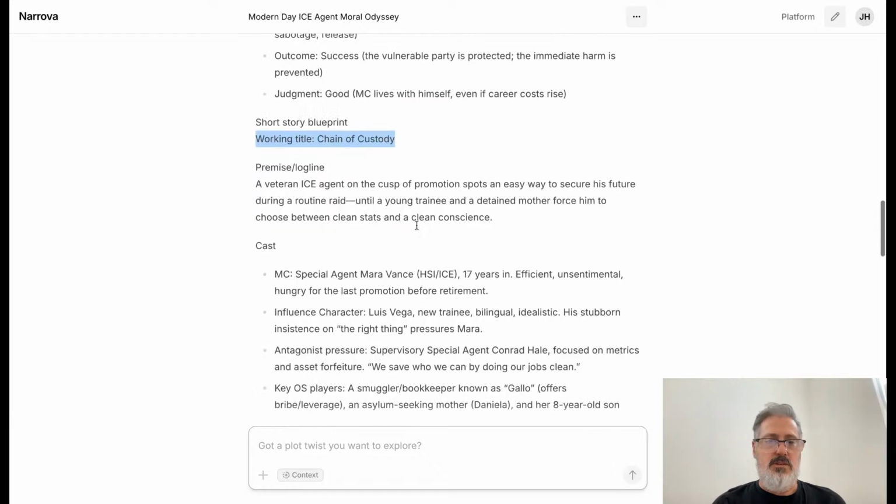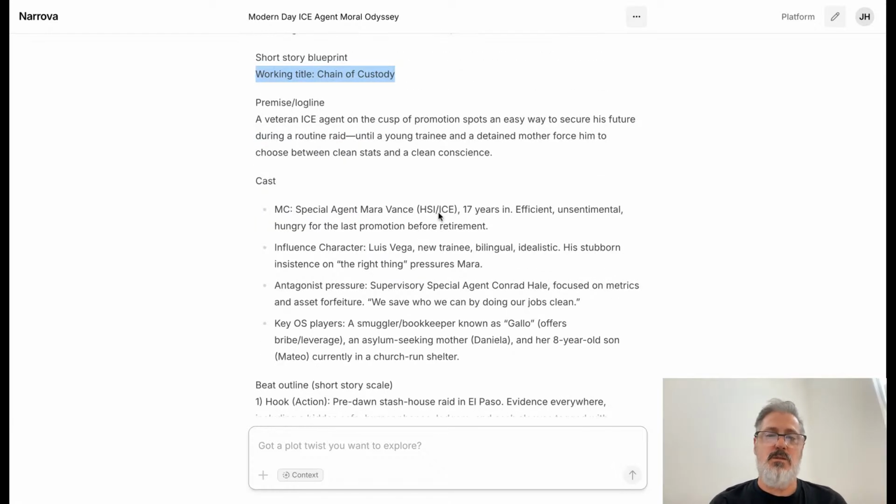And maybe it's called Chain of Custody. A veteran ICE agent on the cusp of promotion spots an easy way to secure his future during a routine raid, until a young trainee and a detained mother force him to choose between clean stats and a clean conscience. I mean, all of a sudden, you're probably thinking, well, this would actually be a good movie.